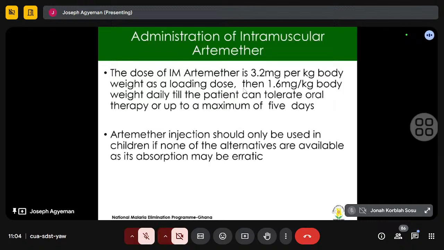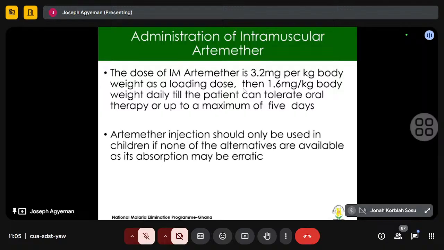So artemether, you give a loading dose of 3.2 milligrams. And remember, it is only IM. It is only IM. Why? Because it is oily and you can't administer an oily preparation per IV. You are going to block the blood vessel. So a loading dose of 3.2 milligrams per kg. That is for the first 24 hours. It's a once daily dose.